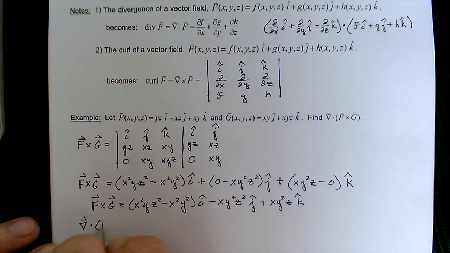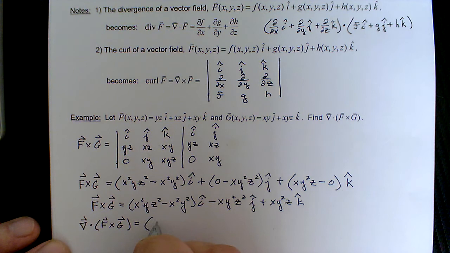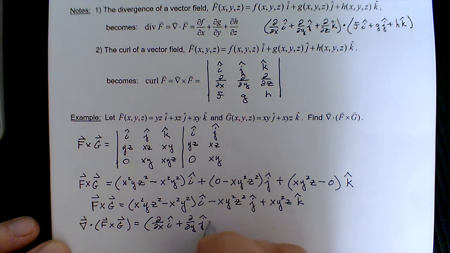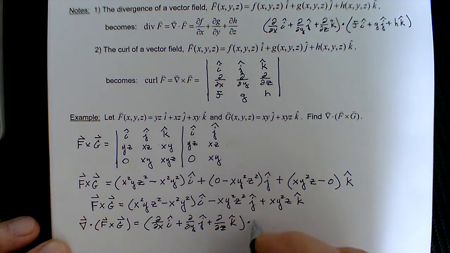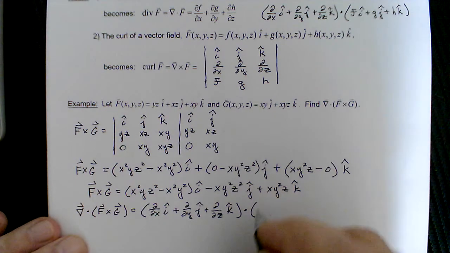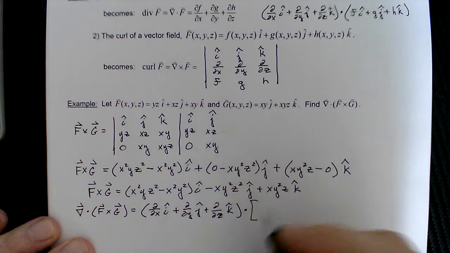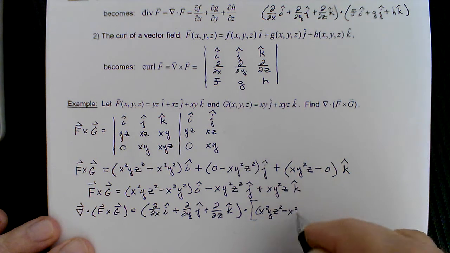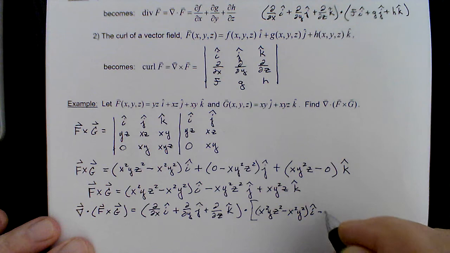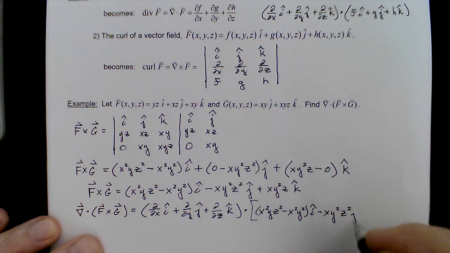the del operator dotted with that result. Okay, if you want to write it out formally, it's really the del operator, partial with respect to x i plus partial with respect to y j plus partial with respect to z k, dotted with what we just found. So actually, let me use brackets there since I've got some parentheses around the I. In this step, you could basically skip, but I'm just illustrating this formally at least this one time. So here I'm recopying the cross product of f and g.